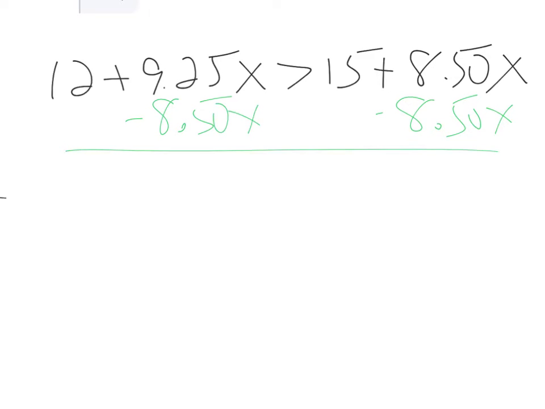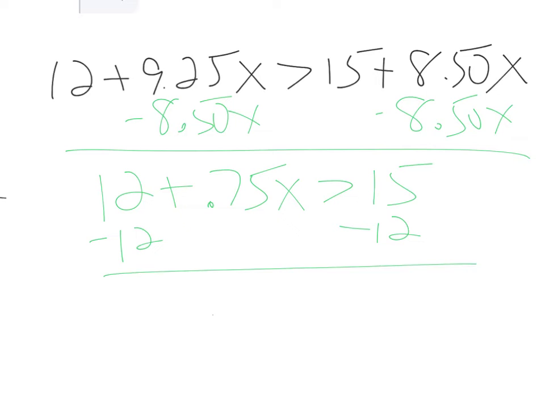So that gives me 12 plus 0.75x is greater than 15. Here I'll subtract 12. So I'm going to have 0.75x is greater than 3. And here I'm going to divide both sides by 0.75.